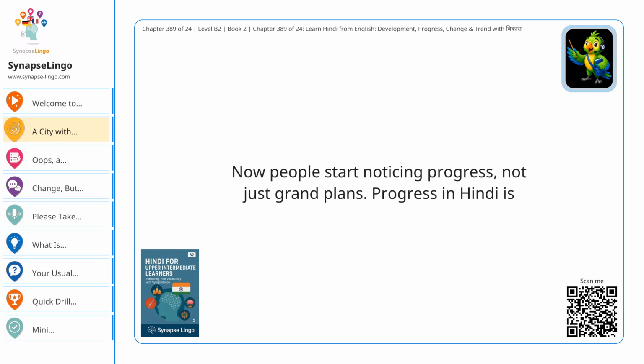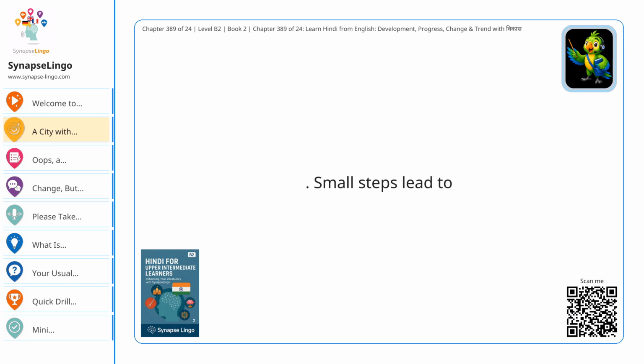विकास. Now people start noticing progress, not just grand plans. Progress in Hindi is प्रगति, small steps lead to प्रगति. Week by week, they can see प्रगति. So remember the difference. विकास is development, the broader growth. प्रगति is progress, the forward movement you can notice.